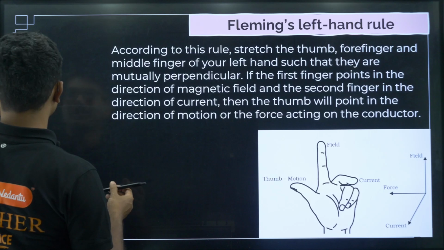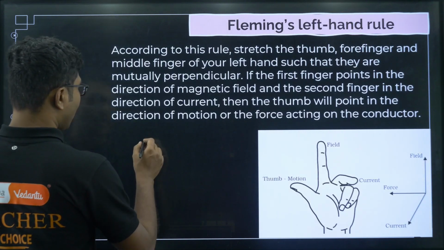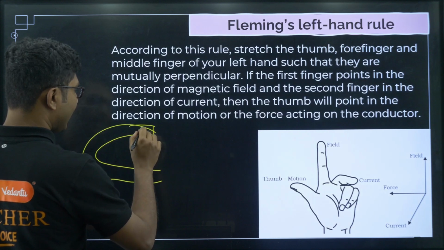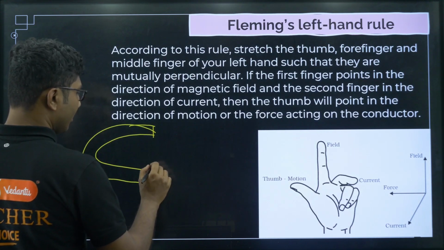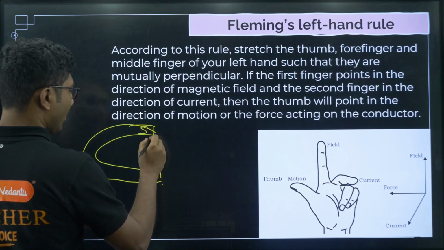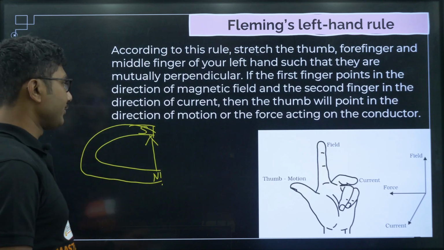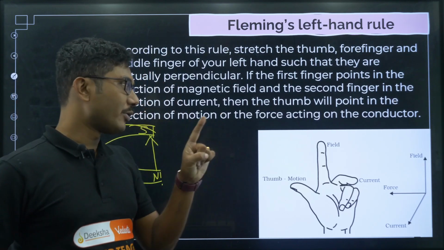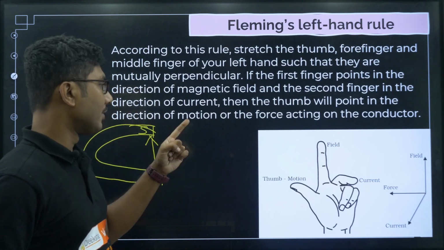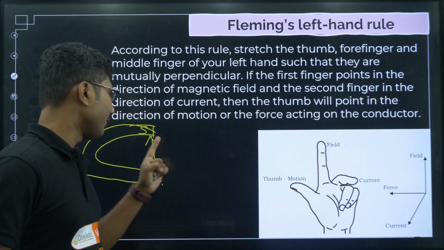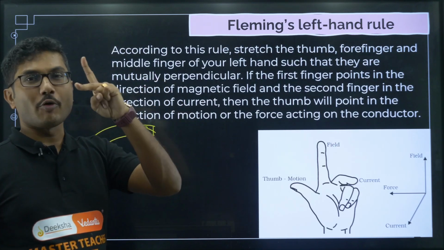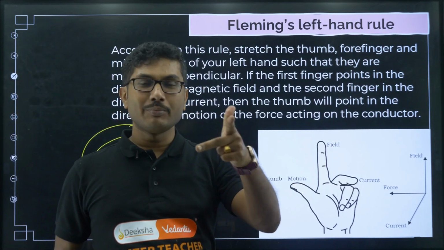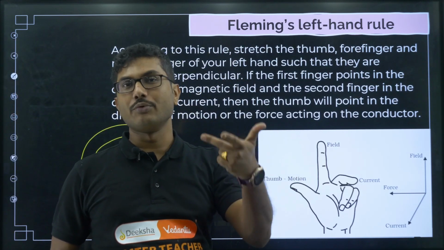So field means, suppose this was a horseshoe magnet. This is the north, this is the south. So this is the direction of magnetic field. Your index finger will point towards the magnetic field. The first finger points towards the magnetic field, and your middle finger points towards the direction of current. Then the thumb will give you the direction of force acting on it.